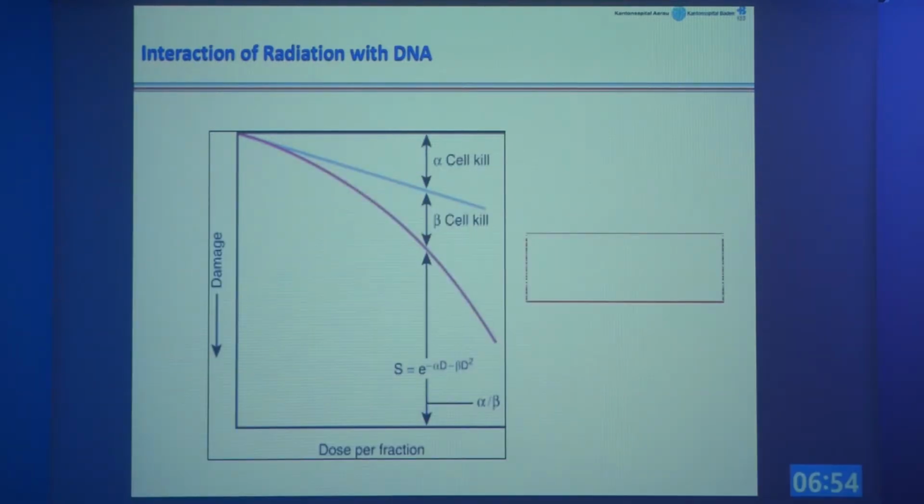So if the alpha cell kill is more, then it would lead to a higher alpha beta value. It's simple maths. On the contrary, if the beta cell kill is more, which is a repairable damage, it will lead to a drop in alpha beta. Simple maths again.